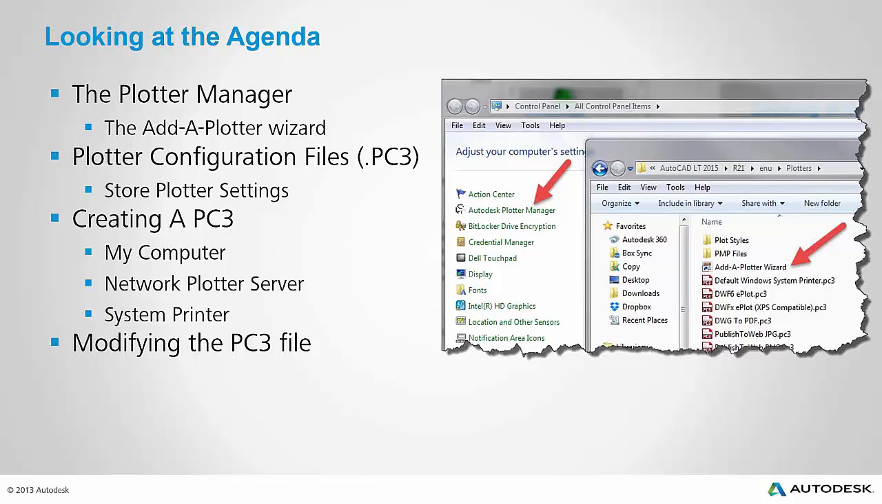we can find a couple of applets in the AutoCAD, in the Windows Control Panel. And one of those applets is the Autodesk Plotter Manager. And that allows us to create those PC3 files that you see in the content view of that browser window. So what are plotter configuration files? Well, with AutoCAD 2000 and up, we have the PC3 file. And basically this stores plotter settings.